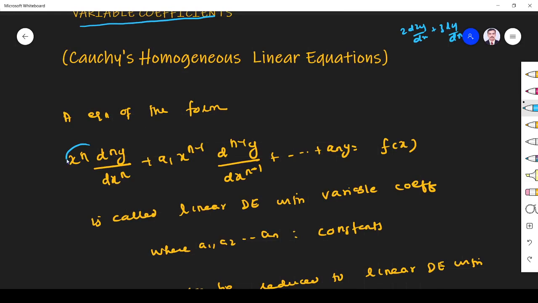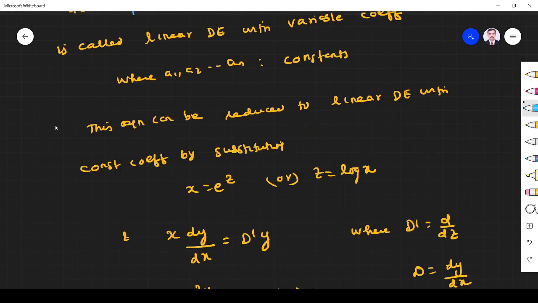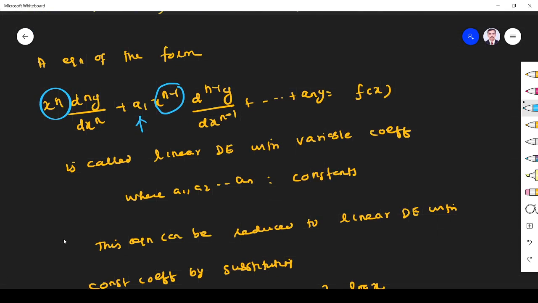The coefficient is variable, x power n, x power n minus 1, and so on. The constants a1, a2, an are also there, but it has variable coefficients too. So this is a linear differential equation with variable coefficients. I know how to find a solution for constant coefficients.